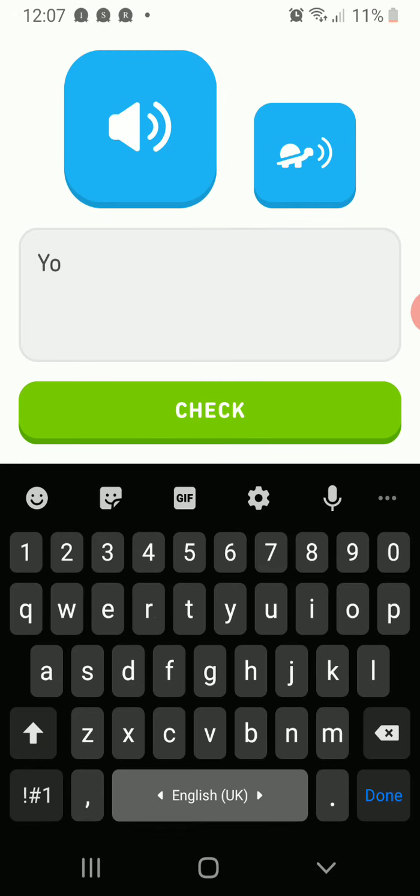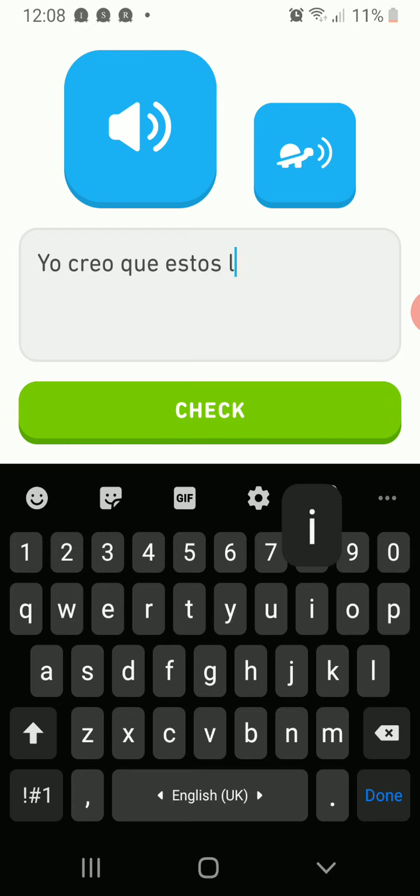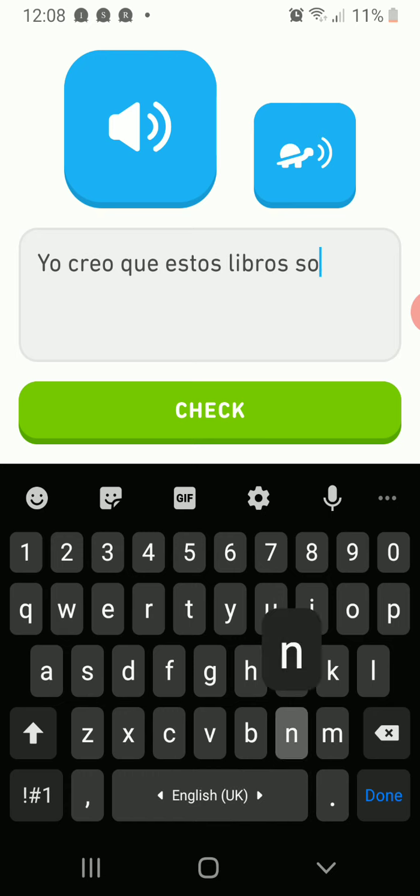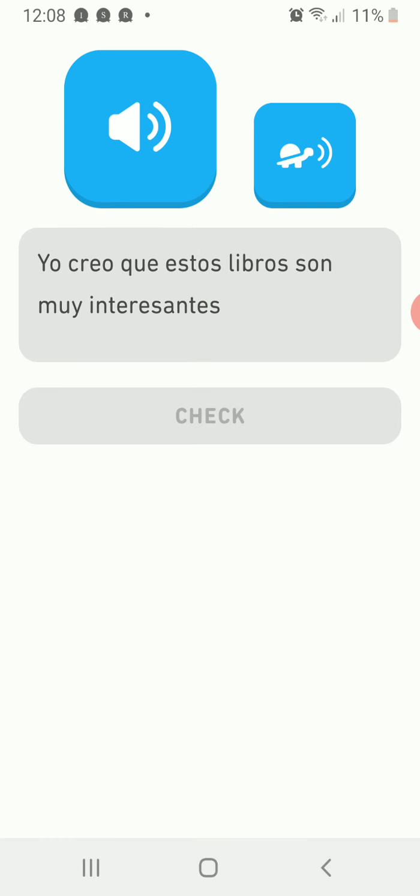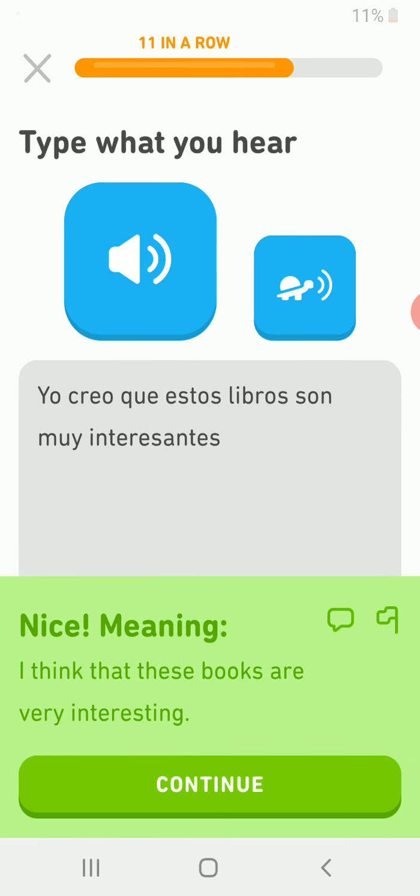So now let's write the full sentence. Yo creo. What do you think? What do you believe? Yo creo que estos libros son muy interesantes. Estos libros. It's not libros, but it's pronounced libros. Son muy. It's very interesantes. Yes, very good. Interesantes. It's not interesantes, but santes.